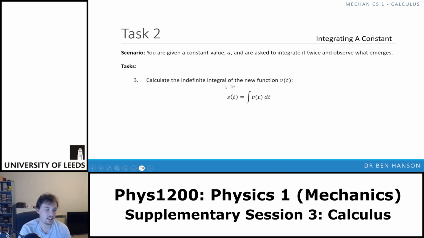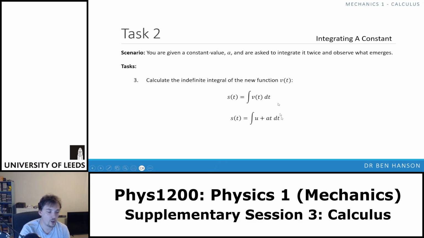So now we want to calculate the indefinite integral of our new function v of t. Because we've got a new function now, we can do the exact same process to get s of t. s is a shorthand for distance travelled. You could use d, but d tends to mean straight lines, so we use s to symbolise a path, because it doesn't have to be a straight line. s could be some weird path. Nevertheless, the amount of distance we cover is equal to how our velocity changes over time. The cumulative effect of that is the integral. So s of t is equal to the integral of v of t dt.